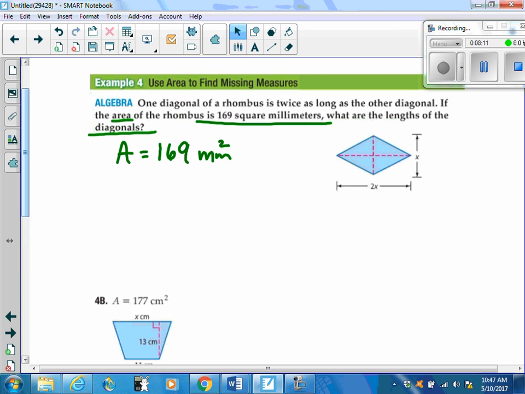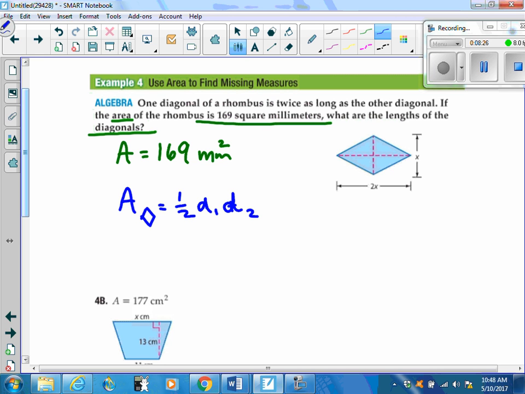So what uses area and what uses the diagonal is our equation for the area of a rhombus, which is 1/2 diagonal 1 times diagonal 2. So I have my two diagonals and it gives me my length in terms of expression. So I'm going to make the diagonal that has length x diagonal 1 and the one that has length 2x is diagonal 2. And then I can fill in the parts that I know. I know that the area is 169. Diagonal 1 we said was x. Diagonal 2 is 2x. And then you can simplify.